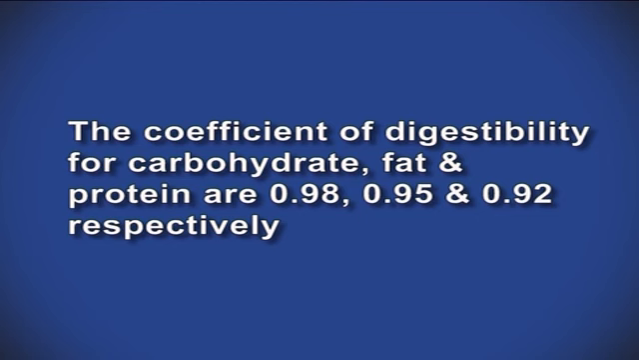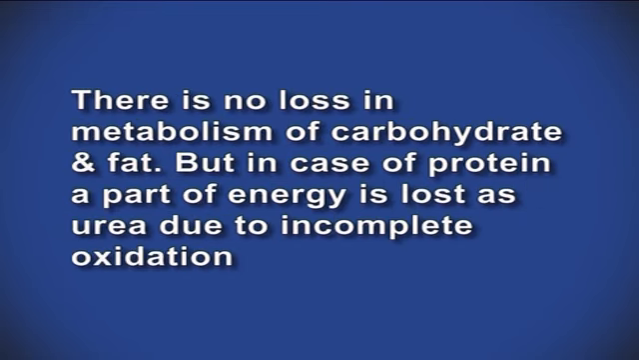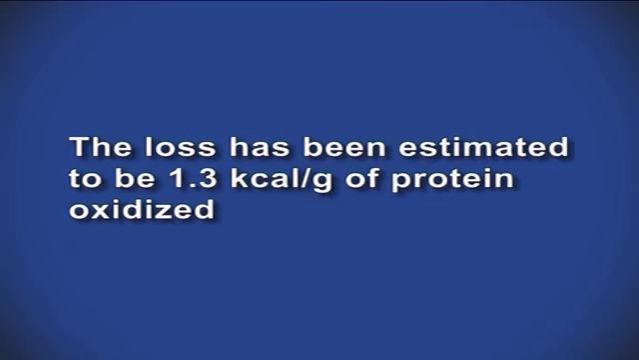The coefficient of digestibility is used to express the proportion of an ingested nutrient that ultimately becomes available to the body cells. The coefficient of digestibility for carbohydrate, fat and protein are 0.98, 0.95 and 0.92 respectively. There is no loss in the metabolism of carbohydrate and fat, but in the case of protein, a part of energy is lost as urea due to incomplete oxidation.